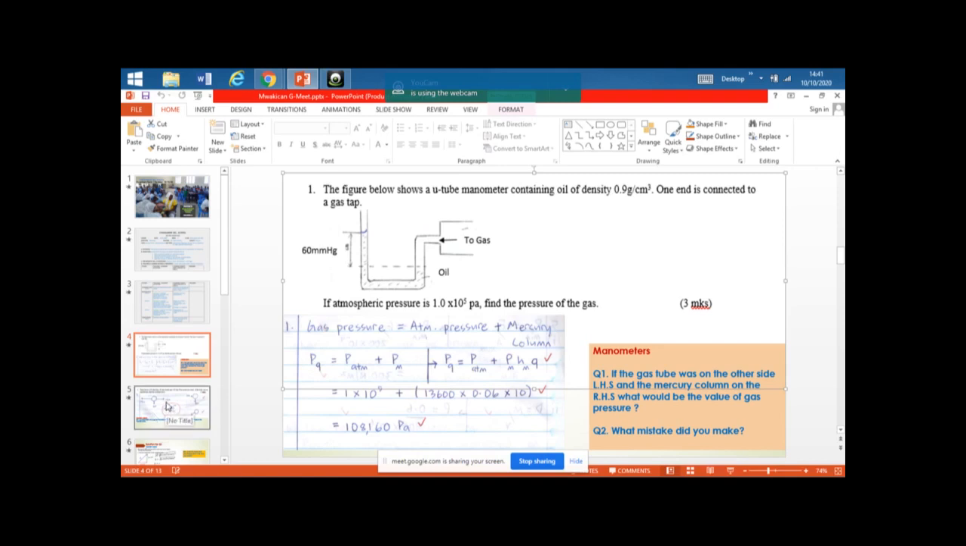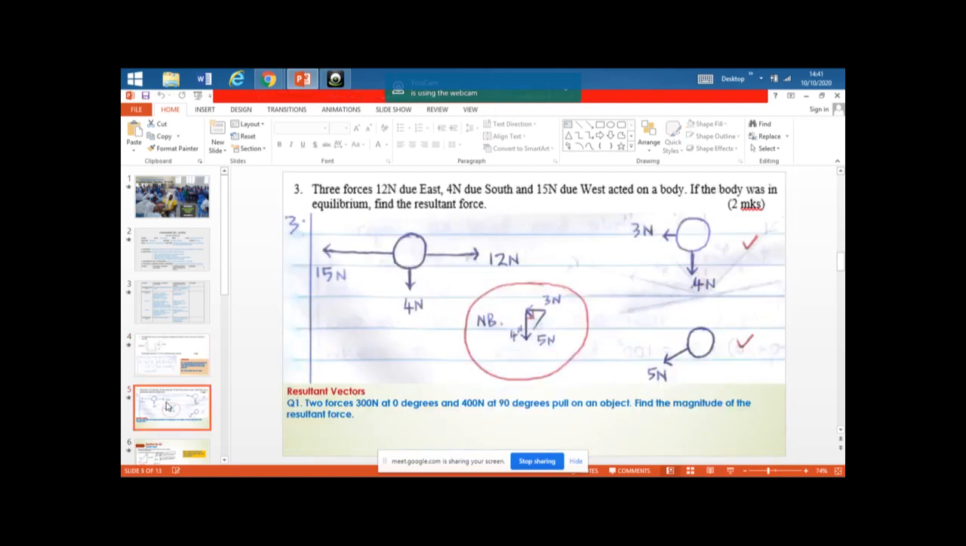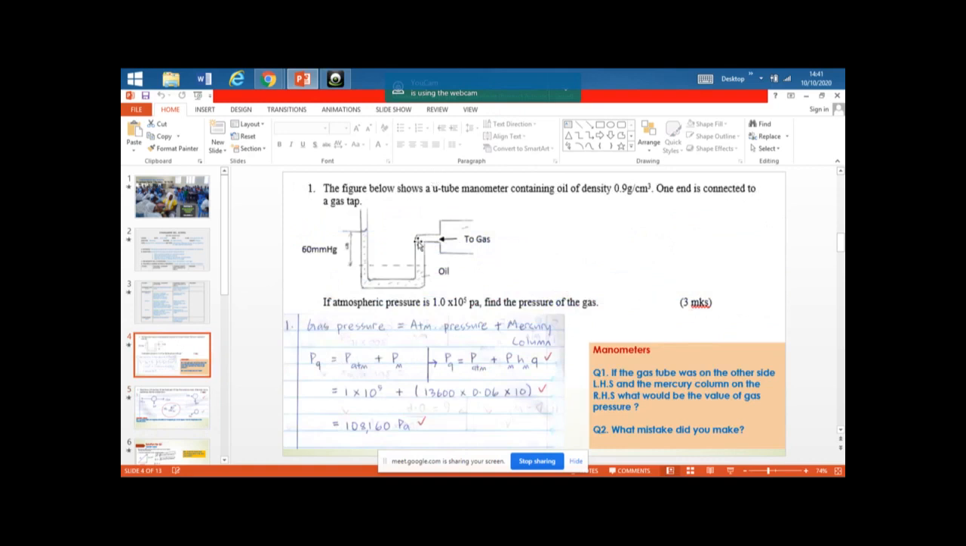Okay. Now we go to the second item, the resultant vectors. So, yes. Any question concerning the manometer? The formula remains just the same. The formula is the same.